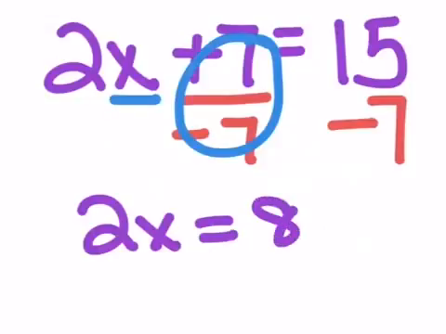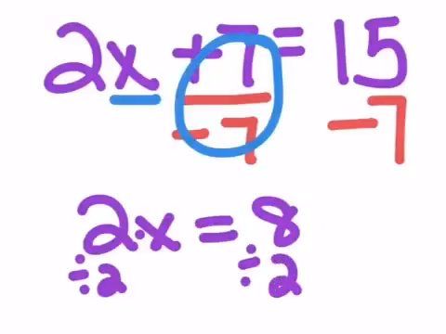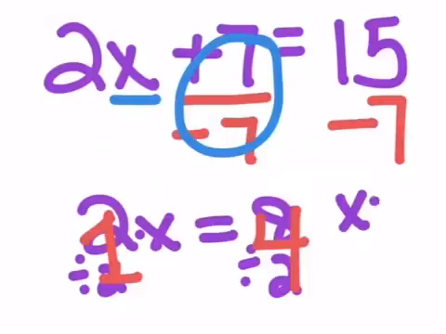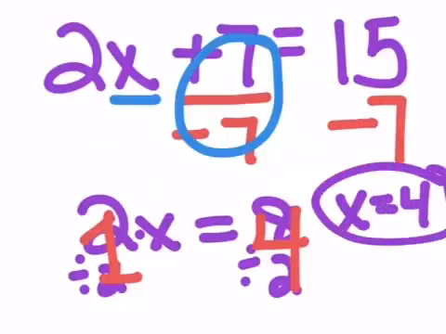So now I need to decide what operation to do next. I have 2 times x, so the opposite is to divide. And when I do that, I get 2 divided by 2 is 1, and 8 divided by 2 is 4. So my answer is x equals 4.